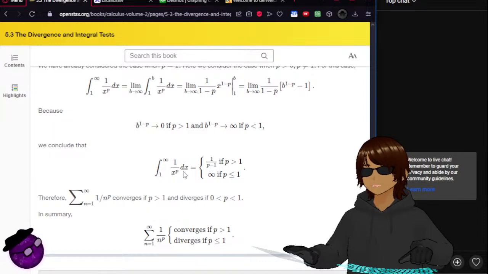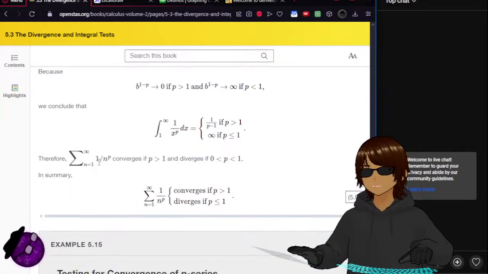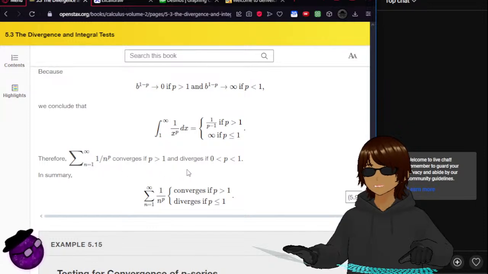We conclude that this integral is 1 over p minus 1 if p is greater than 1, infinity if p is less than or equal to 1. Therefore, this series converges if p is greater than 1, and diverges if it's less than or equal to 1.